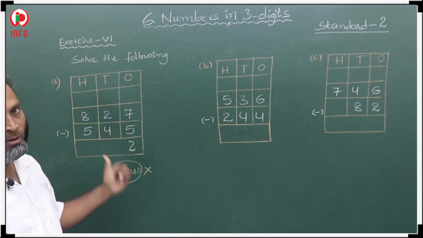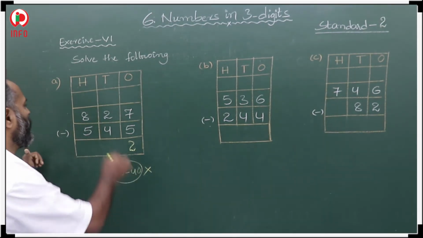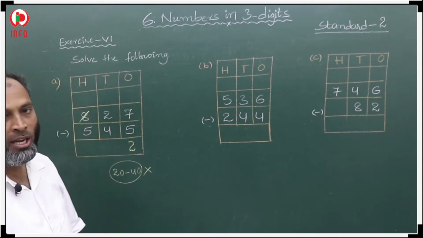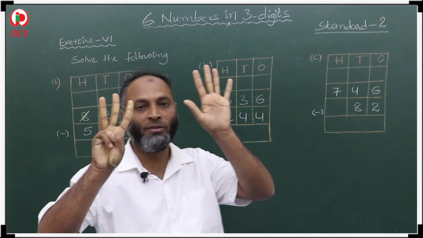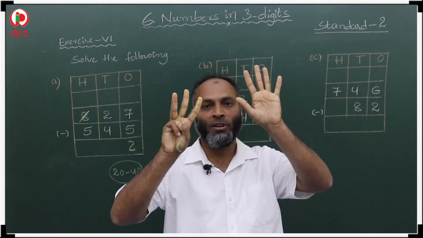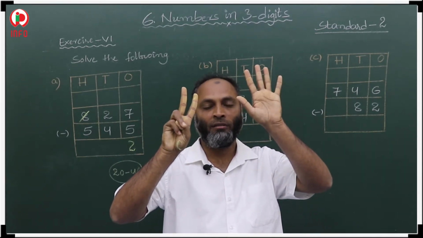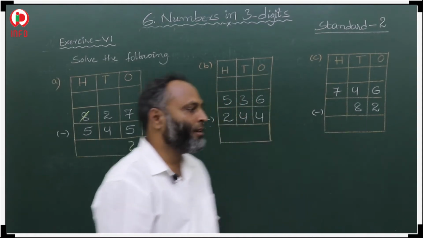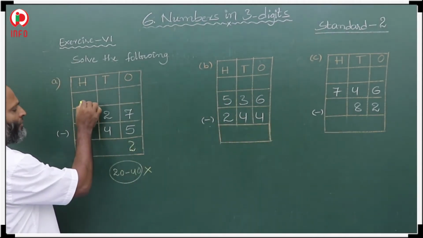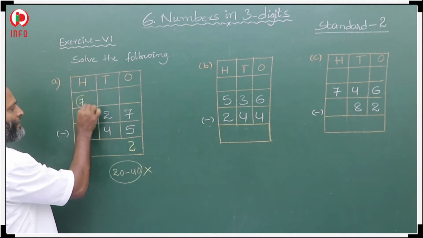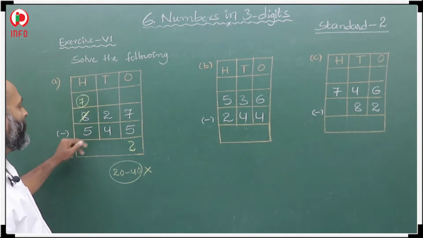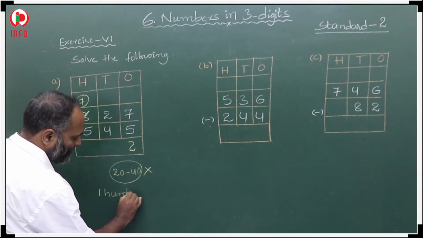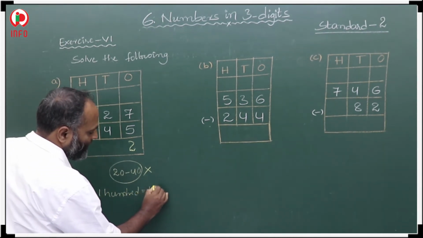From where? From the hundreds. You take 100. Borrow 100 from here. Total 8 hundreds are there. In that, we are borrowing 100. Then how many hundreds are left? 7 hundreds are left after taking 100. And 100 is equal to 10 tens.